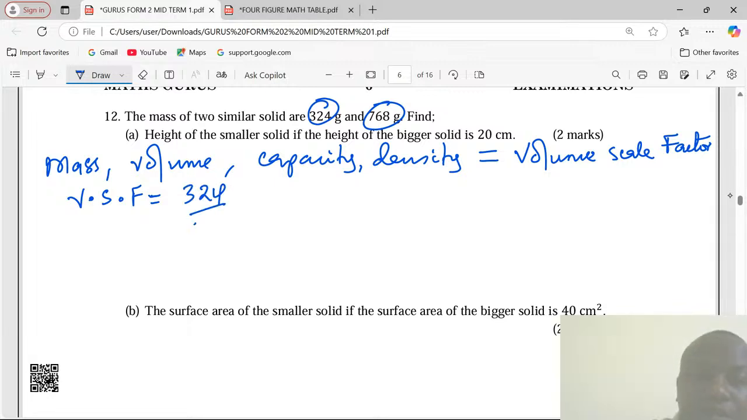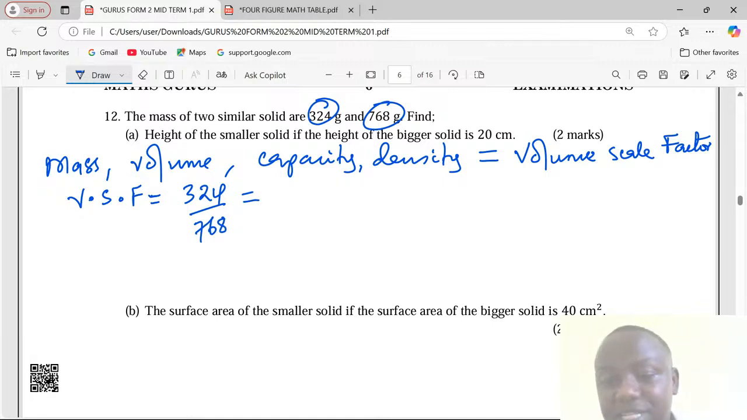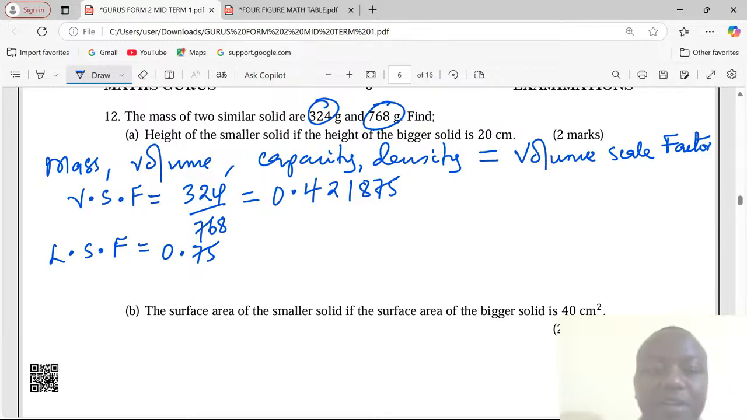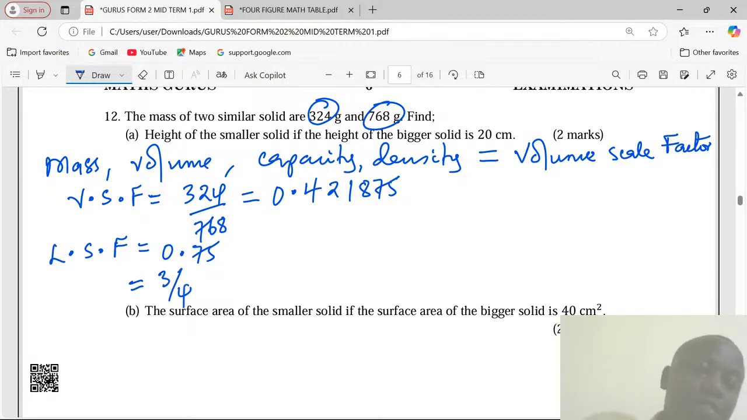324 out of 768 is the volume scale factor. I'm getting 0.421875. With the volume scale factor, we can get the linear scale factor by taking the cube root of the volume scale factor, and this is going to be exactly 0.75. It can also be changed to a fraction, 75 over 100, or simply 3/4. So the linear scale factor for the two solids is 3/4.